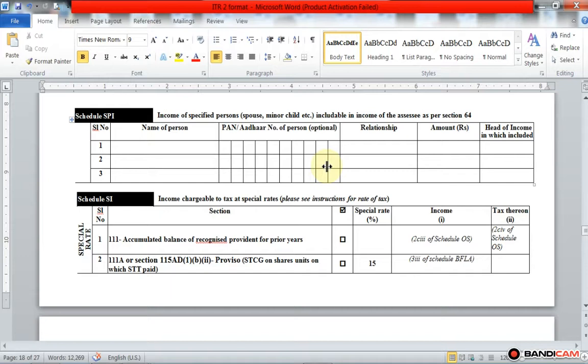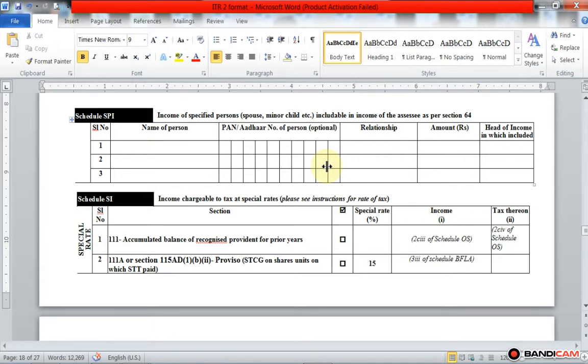Then the assessee will furnish all the information of the persons included in his income, that is the name of the person. The columns are given here: the first column is serial number 1, name of person, PAN or Aadhaar number of the person, and it is optional, not mandatory, to provide the PAN or Aadhaar number of the persons included in the income of the assessee under section 64. Then relation, then amount and head of income in which the person is included. So here, in the name column, if the assessee's spouse is included in the salary of the assessee, they will fill in the name of the person. Then the Aadhaar or PAN number is optional, not mandatory.